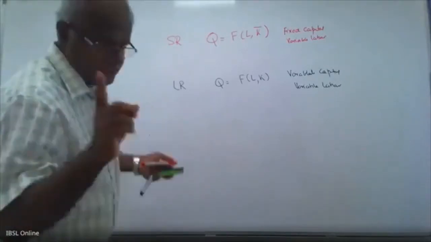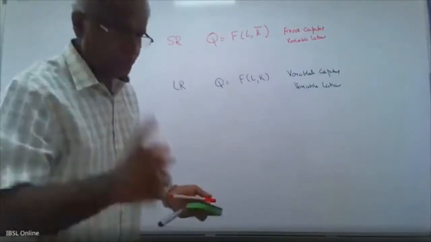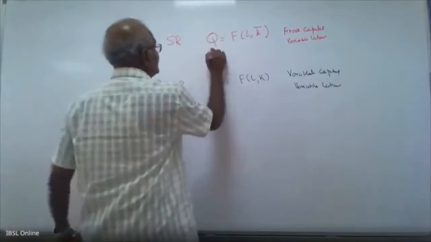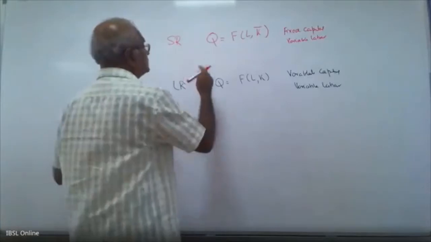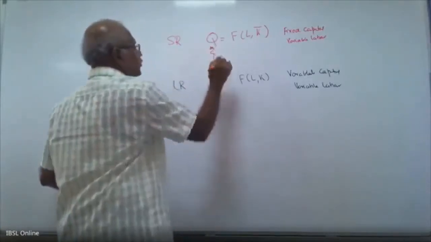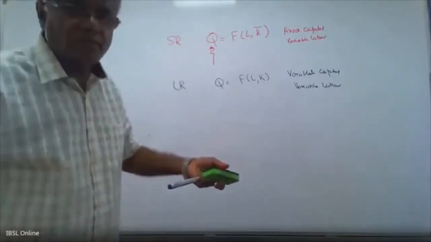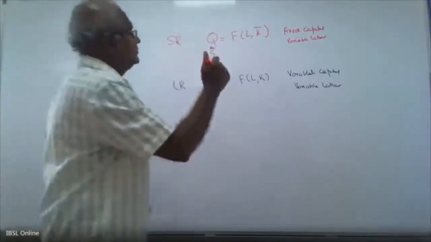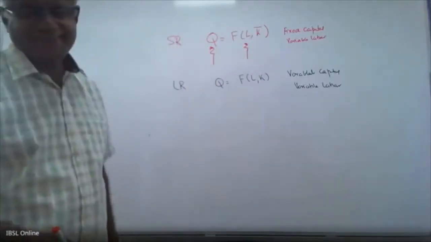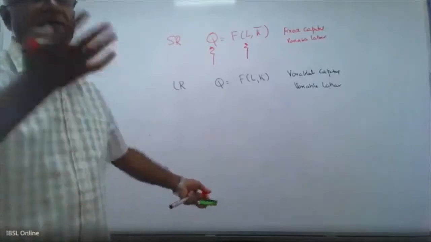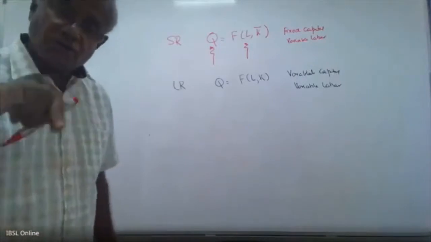Then in the short run, if the company wants to increase the output, how do they do that? Capital is fixed. By hiring more and more workers, you can increase the output. Capital is fixed, 2 computers. You hire 1 more worker and try to increase the output. But the long run story is different.